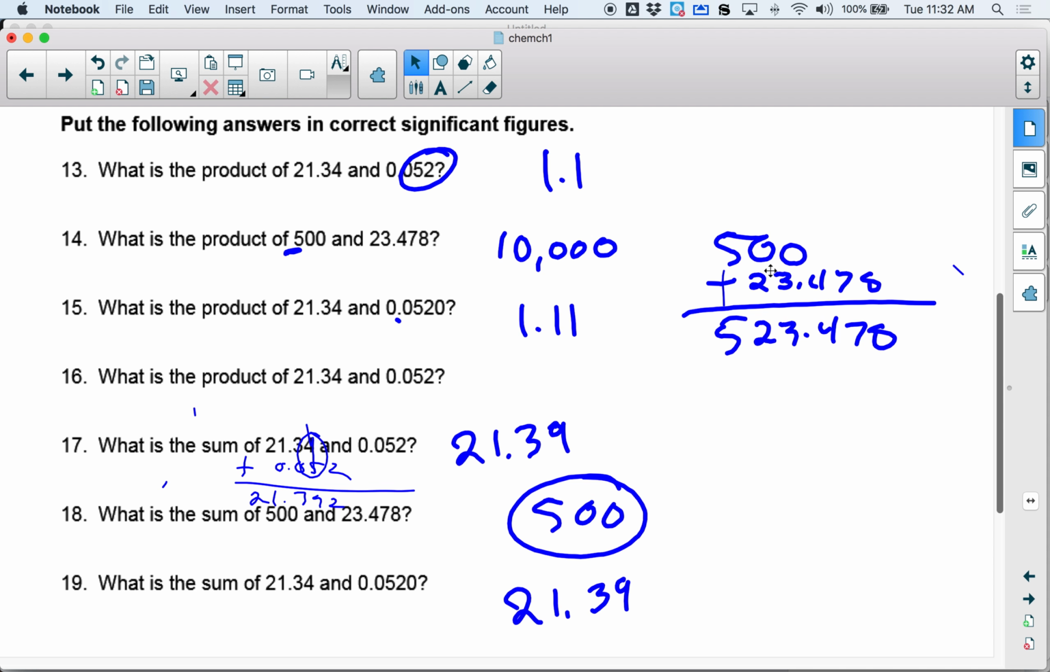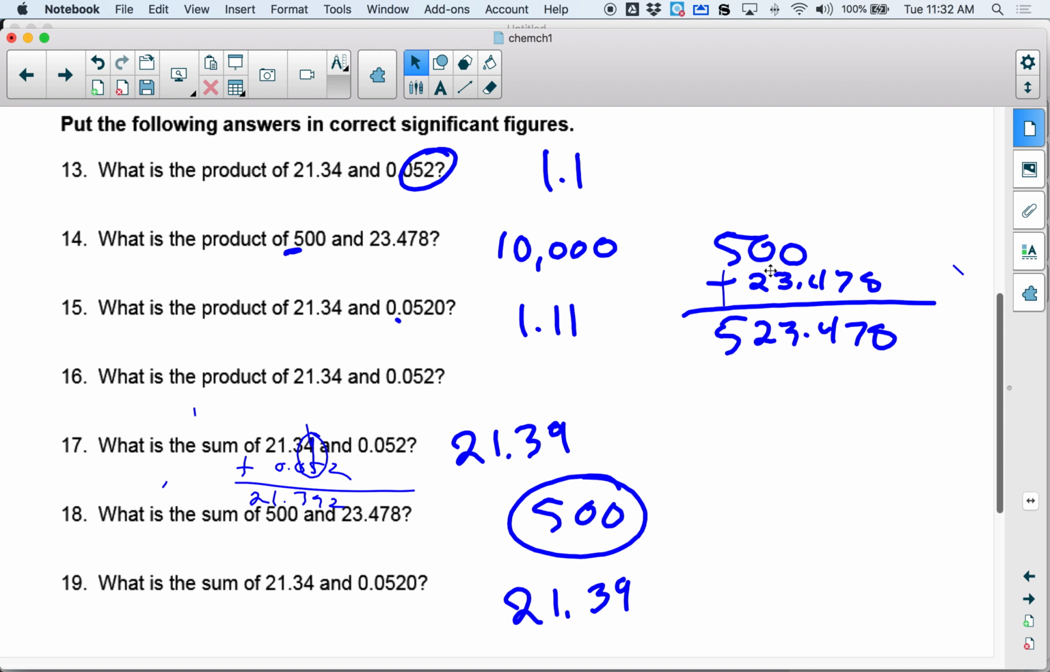Now, the first 4 here are all about multiplication, right? Product means multiplication. So here we're going to multiply these numbers together, but we got to write it in the correct number of significant figures. So remember, our rules for multiplication and division are your answer can only have as many significant figures as the least precise number you started with.